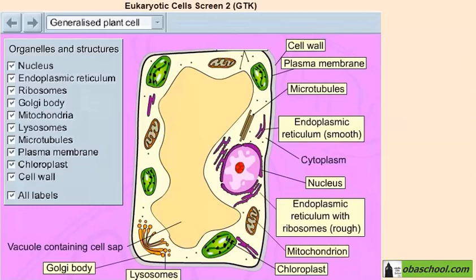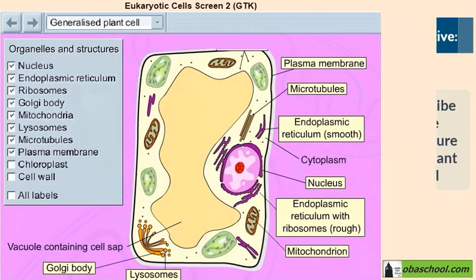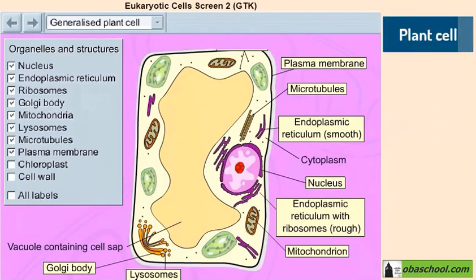The main objective of this tutorial is to describe the structure of a plant cell. This diagram right here represents the structure of a plant cell that we can observe under the microscope. Like animal cells, plant cells are considered eukaryotic cells.